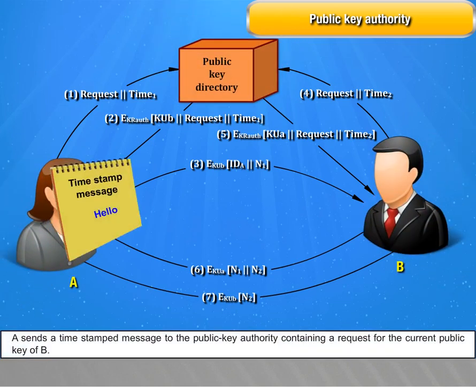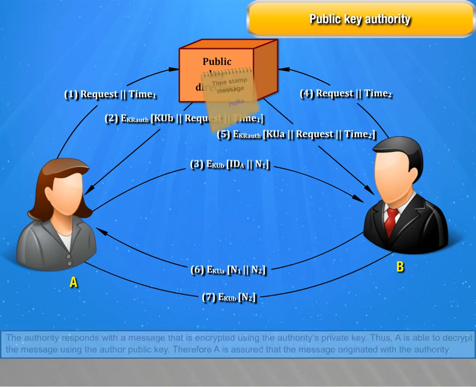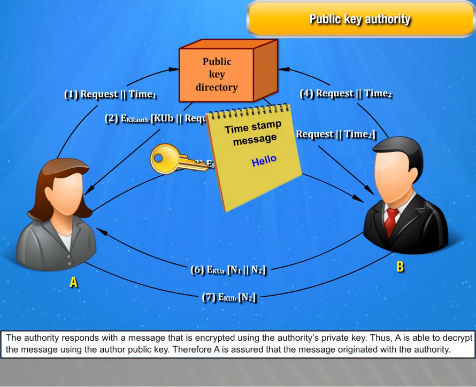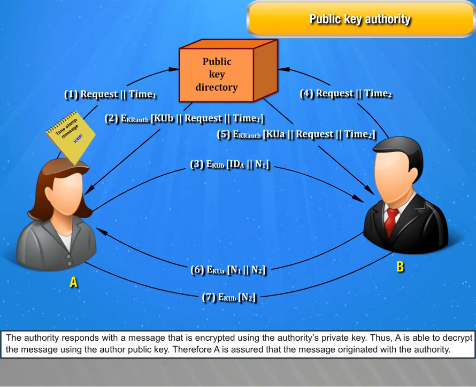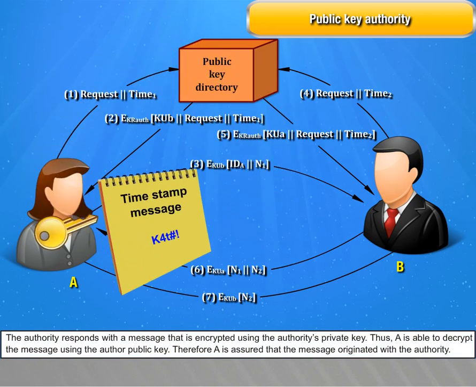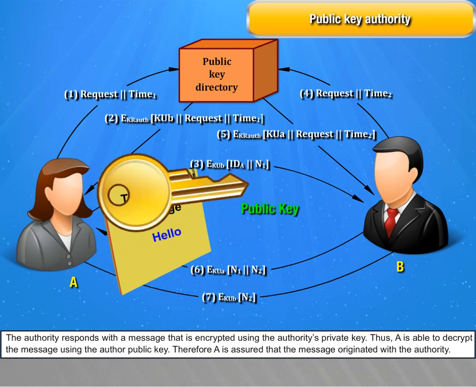A sends a time-stamped message to the public key authority containing a request for the current public key of B. The authority responds with a message that is encrypted using the authority's private key. Thus, A is able to decrypt the message using the authority's public key. Therefore, A is assured that the message originated with the authority.